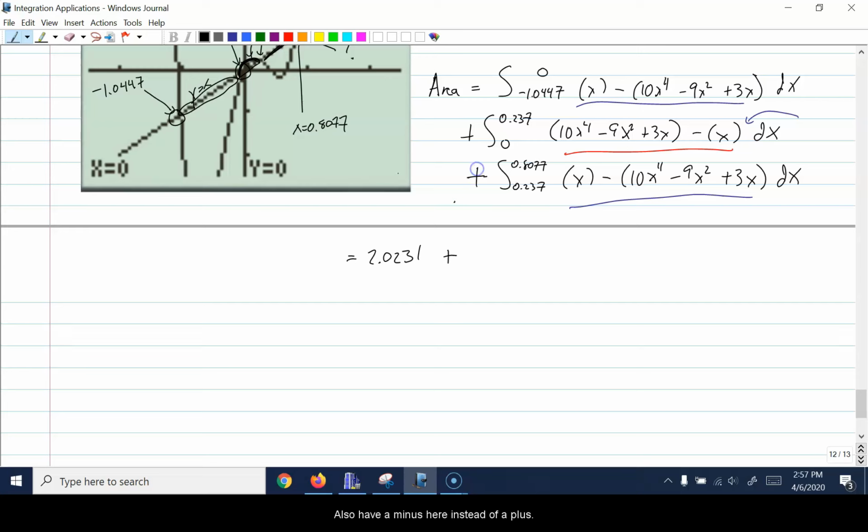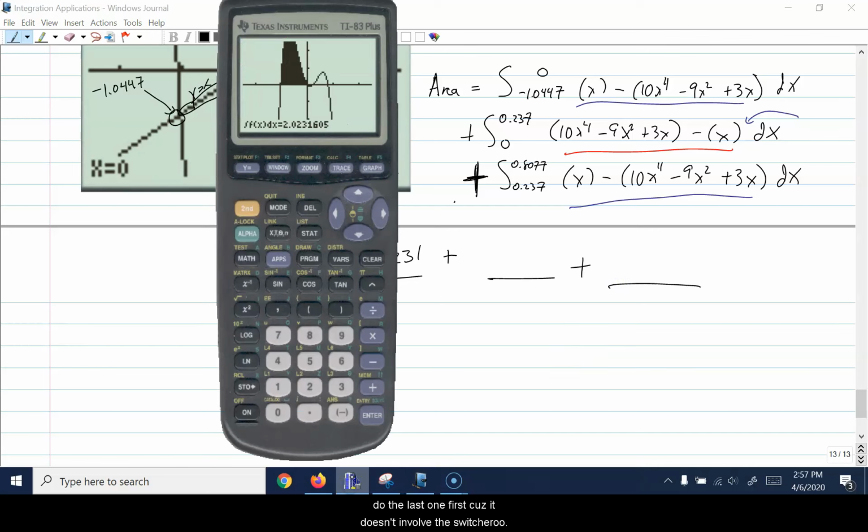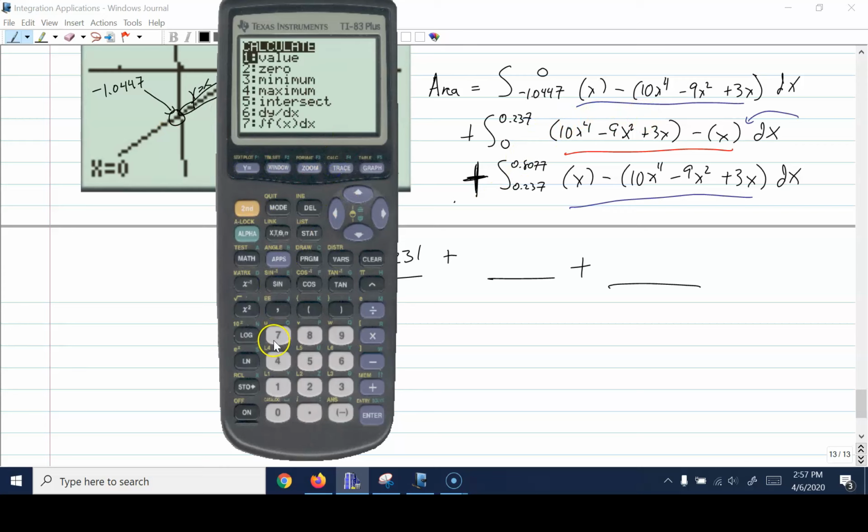Oh, also I have a minus here instead of a plus. I don't know why that is. It was those three regions, add them up. So I want this one plus the last one. I'm going to do the last one first because it doesn't involve the switcheroo. Like, I want x minus the x to the fourth thing, and that's the thing I have graphed. So I want to calculate the integral from 0.237 is my lower limit. My upper limit is 0.8077.